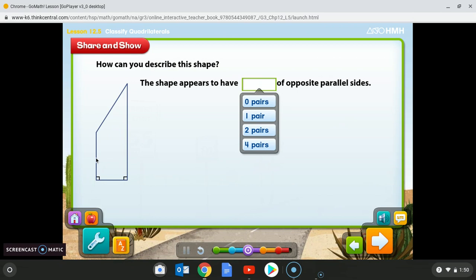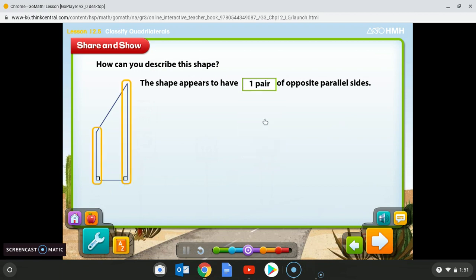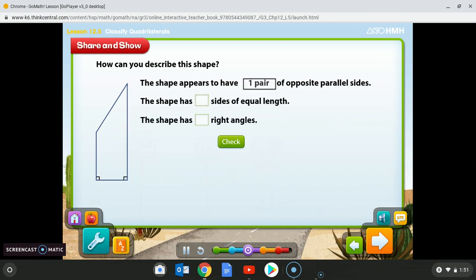But what about this one and the opposite, which is the one on the right? Are these lines ever going to cross? No. So that means that we have 2 sides that are parallel, which equals a pair. There's 2 in a pair, just like a pair of shoes, right? So there's 1 pair of opposite parallel sides. Now let's talk about the sides that have equal length, and let's talk about the right angles. Do any of these sides appear to be the equal length?